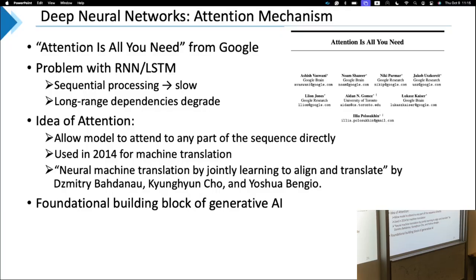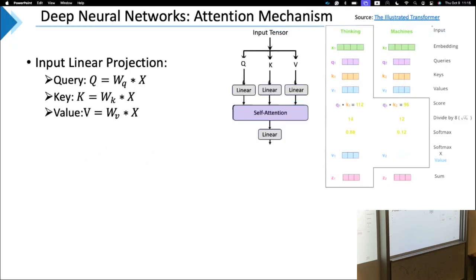And now the attention-based neural network has become the fundamental building block in existing generative AI. So in the next slide, we will introduce the computation involved in the attention-based module. The picture here shows the layer structure of attention. Basically, you can see for the input tensor coming inside, we will have 3 linear layers, right?